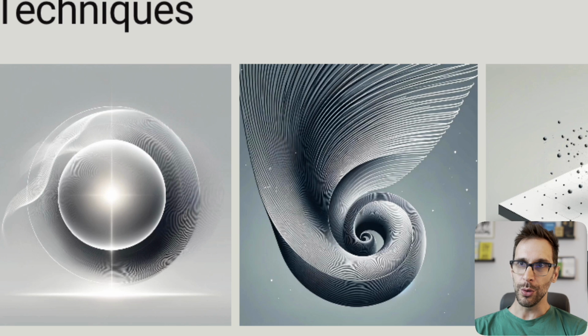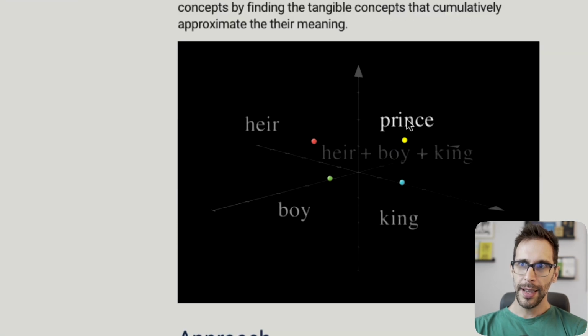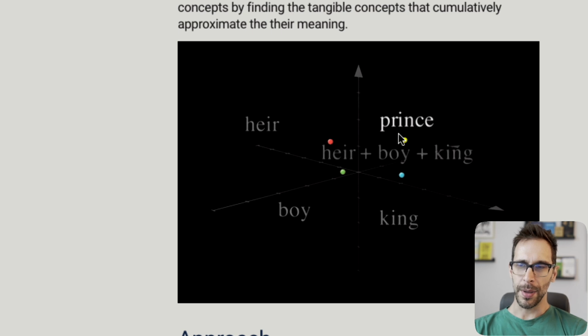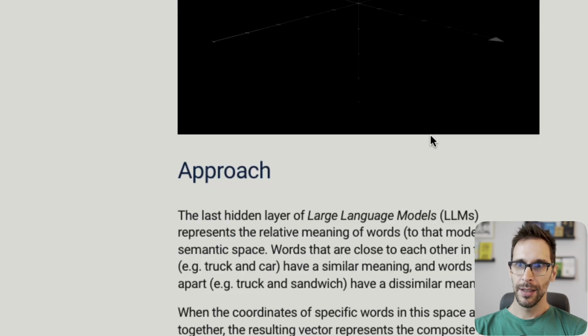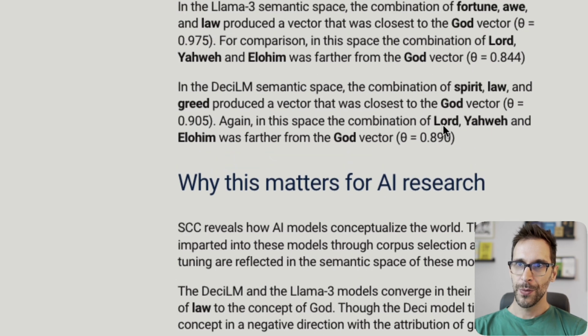Do you need to do semantic core clarification in order to have an approximate concept of the prince? And do you actually learn more about being a prince through this mathematical equation, heir plus boy plus king, than you would learn, for example, in spending some time reading Machiavelli's Prince? Do you learn more about the concept of God by seeing that it clusters with spirit, greed, fortune, and awe than you would if you actually read God's law? If you read the Torah, if you read the Quran, if you read Plato's Laws, if you read the Bible, I don't know.